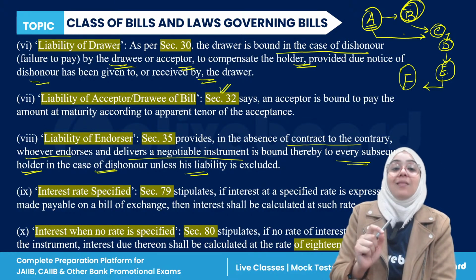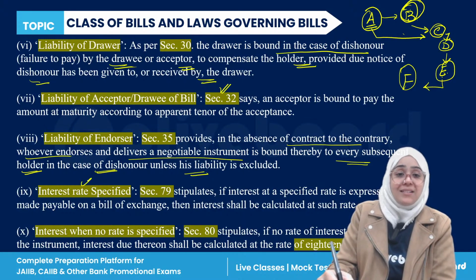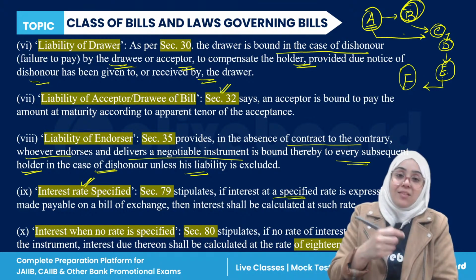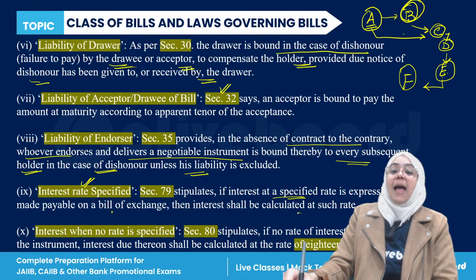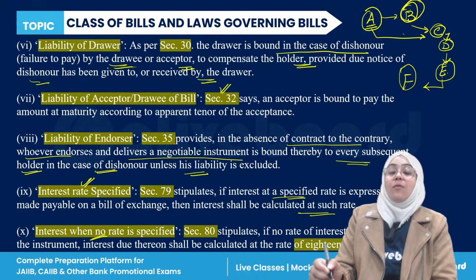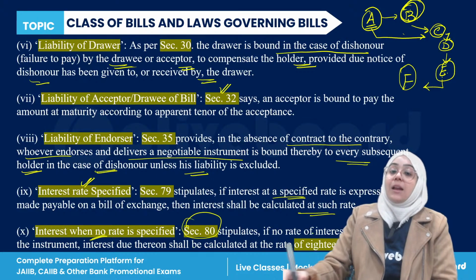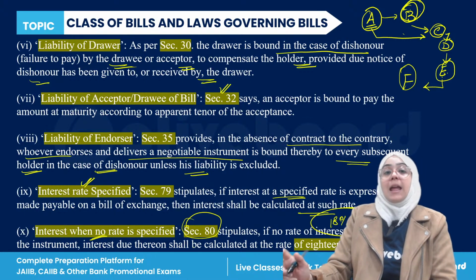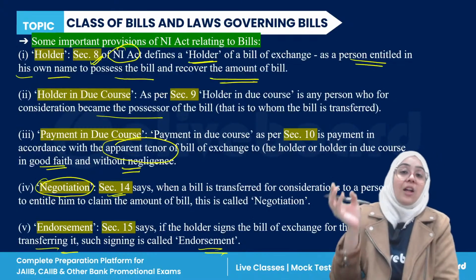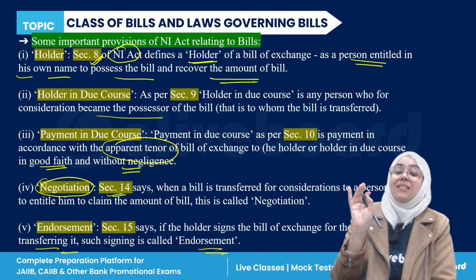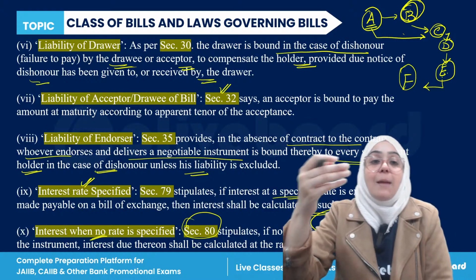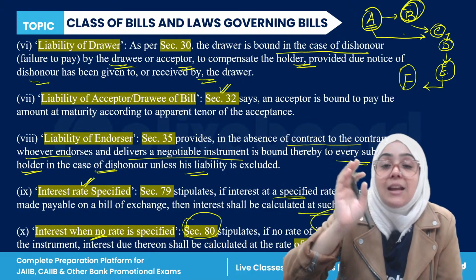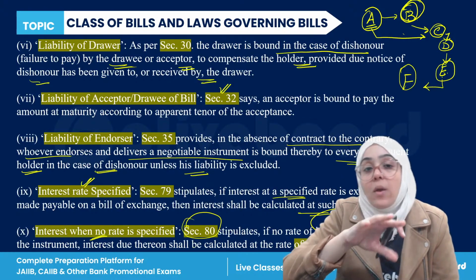So, this is the bill of exchange, right? Interest rate is specified. Section 79 says that if an interest rate is expressly mentioned on the bill of exchange, the interest will be calculated at such rate. And if no rate of interest is specified, Section 80 says that the interest is calculated at the rate of 18% per annum. At the rate of what? 18% per annum. Clear? So there is a holder in due course, payment in due course, negotiation, endorsement, the liability of the drawer, the liability of the acceptor, the liability of the endorser, the interest rate when specified, and when no interest rate is specified.